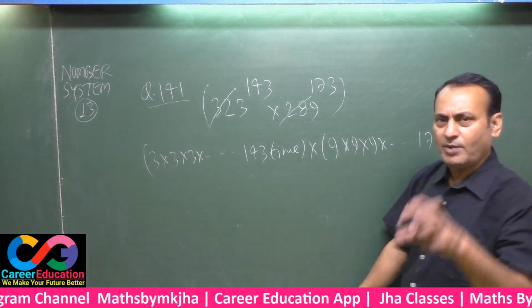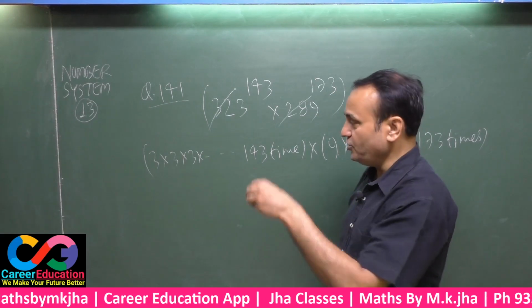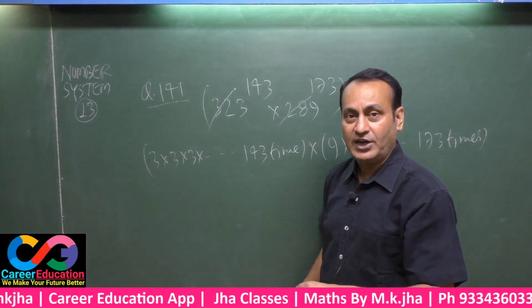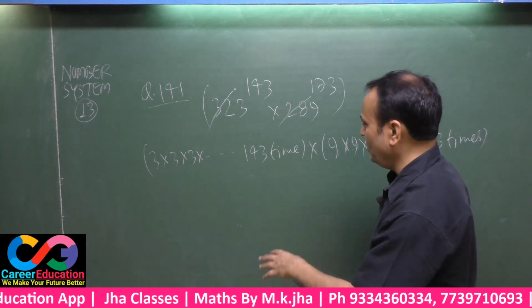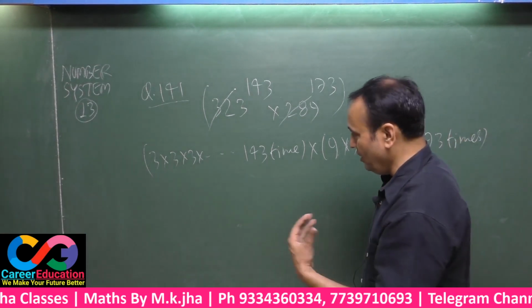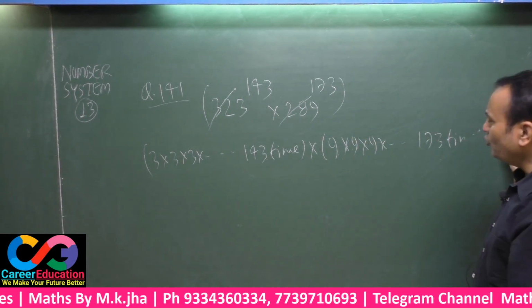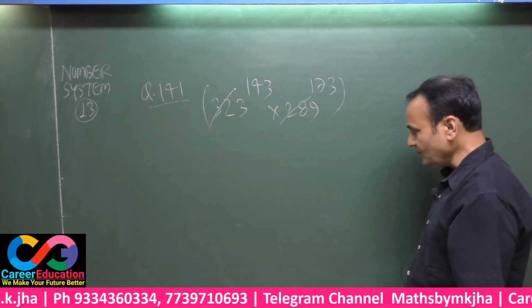This is the theme of the question, but it will take much time to calculate 3 into 3 into 3, 143 times, and then get the unit place of that result. So you have to change the concept of this question hidden there. That means what you have to do here, listen to me now. See here.